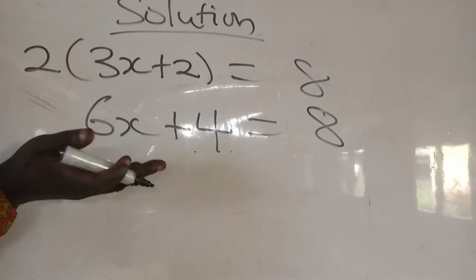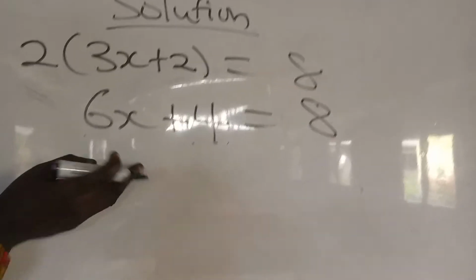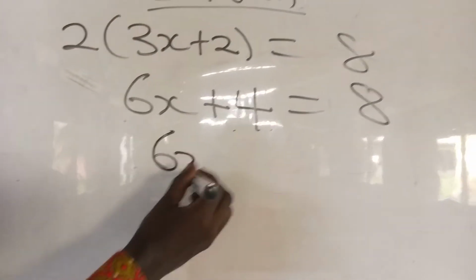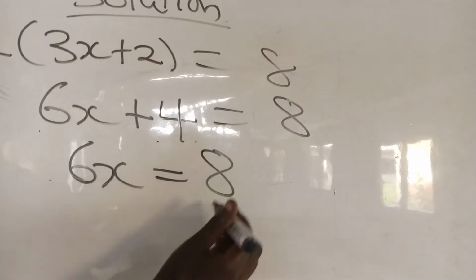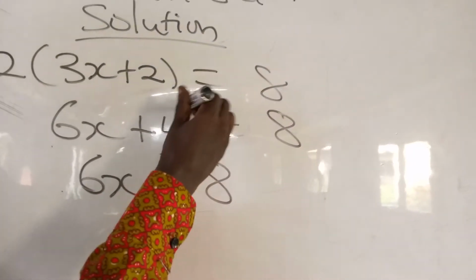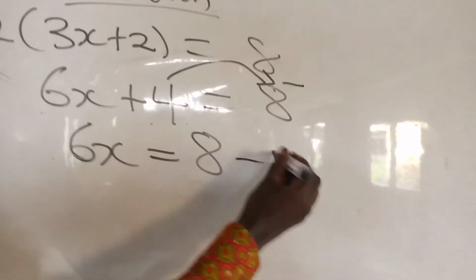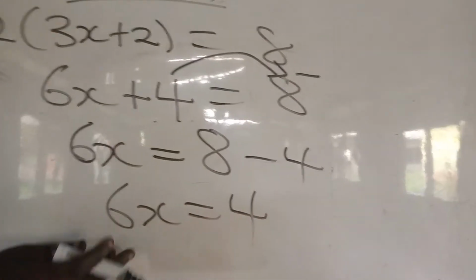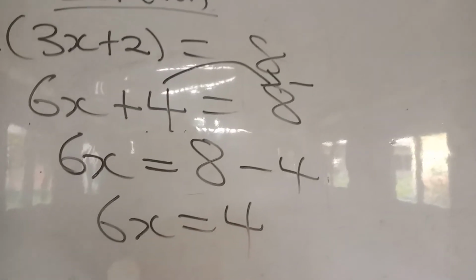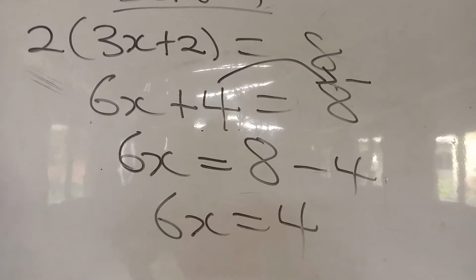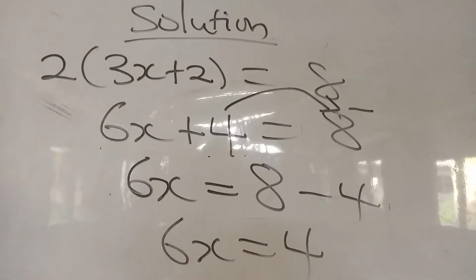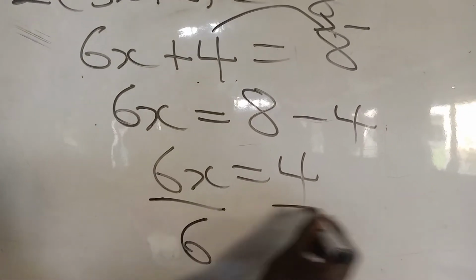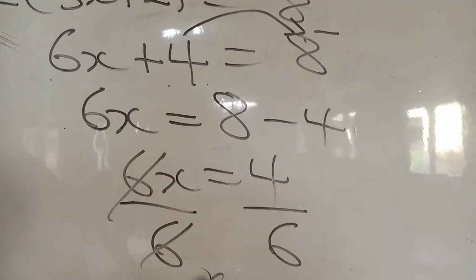And once we have this, it is easier for us to group like terms. So this variable will be left at the left hand side of the equation, equal to 8. Once this crosses the equal sign, it becomes negative, minus 4. 6x is equal to 4. So the coefficient of x is 6. And in maths, what you do to the right hand side, you must then do the same thing to the left hand side of the equation. You divide here by 6, here by 6. So x is equal to 4 over 6.